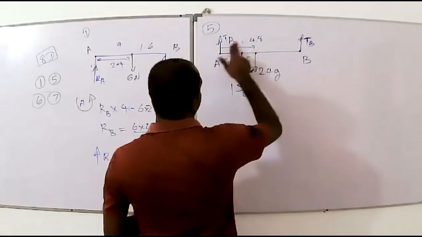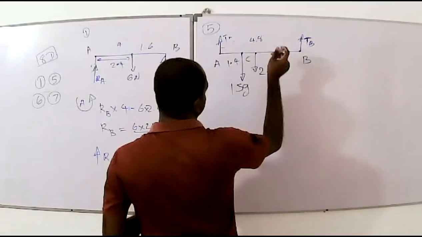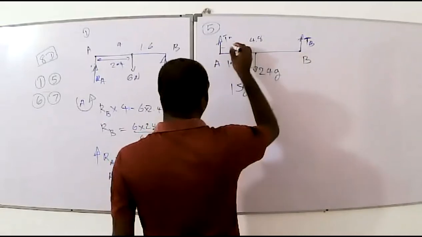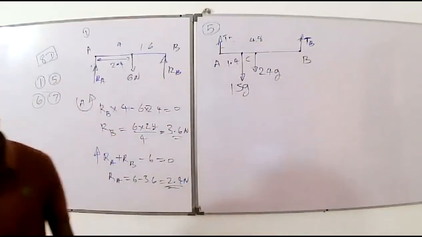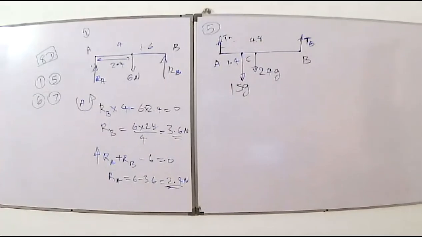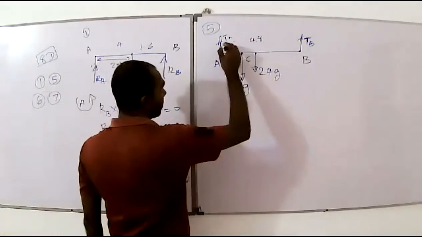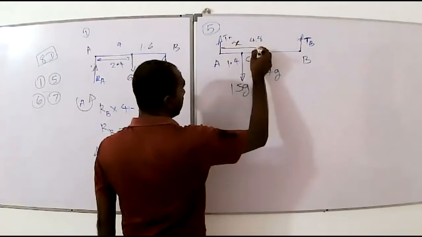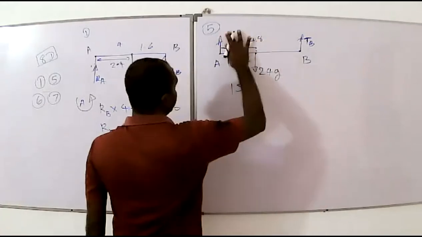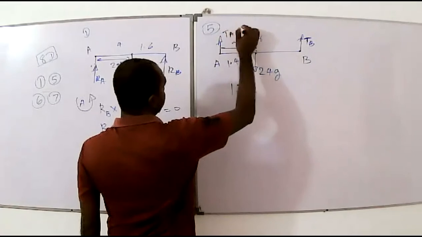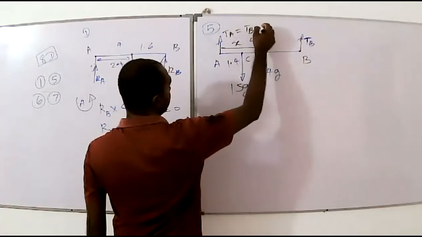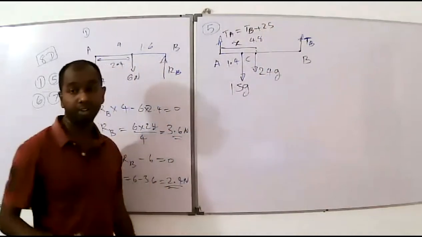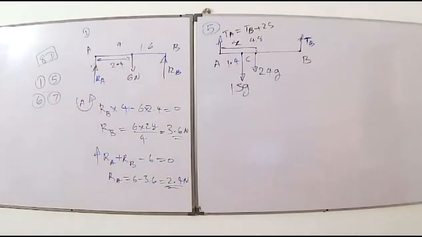Now we can't take it as acting in the middle, so let's take that length as how much? Which length are they asking? The center of mass from A. So I will take that length as X. And what about the tensions? They say TA is equal to TB plus 25. It is greater by 25 newtons.